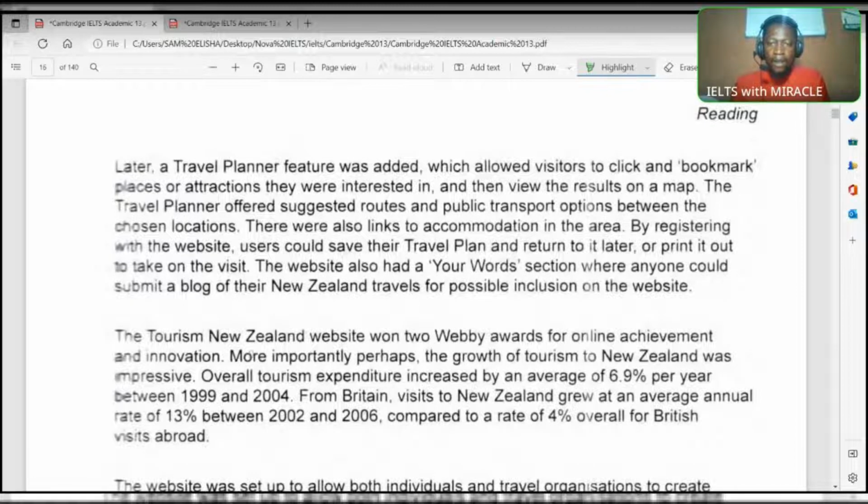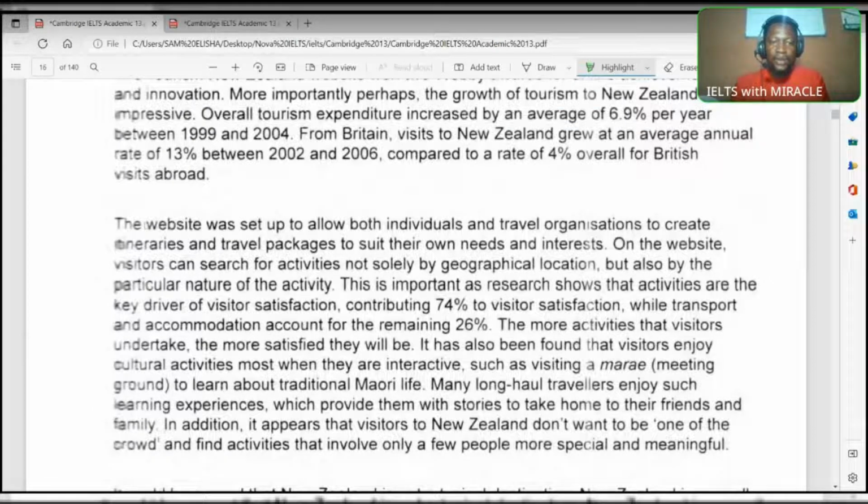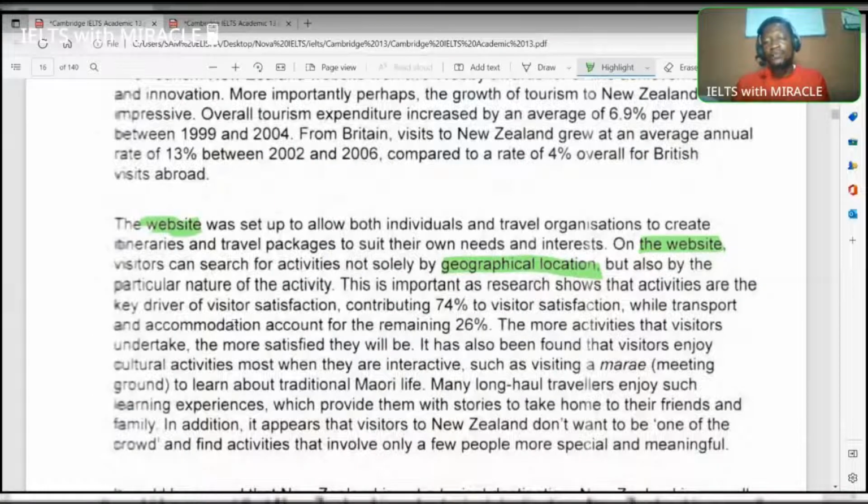where is the place again? Yes. So here they talk about the website, and then here they talked about geographical location. Now you will see here again they talk about the website. So that means our answer is supposed to be somewhere around here. We should get the answers from somewhere around here. On the website, visitors. Okay, so we have visitors. Visitors can search for activities not solely by geographical location, but also by the particular nature of the activity, right?